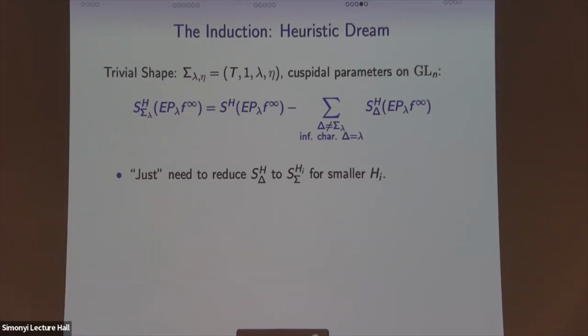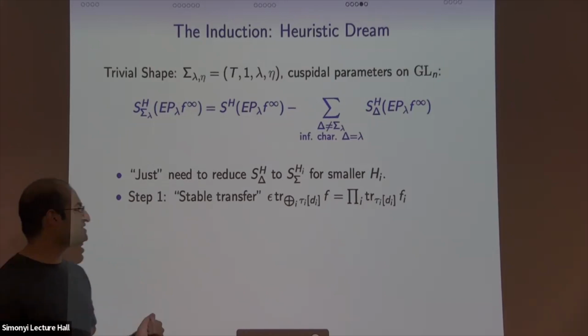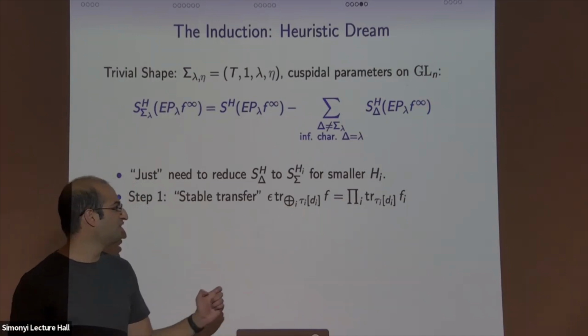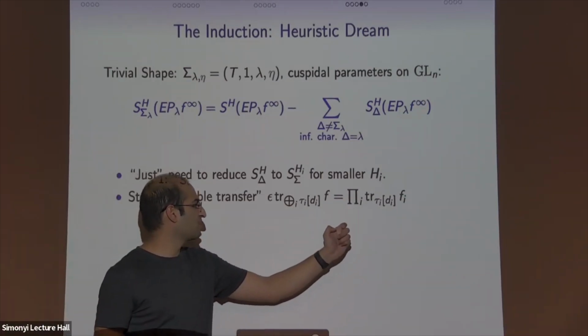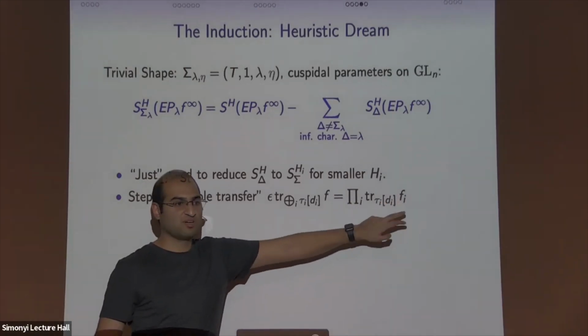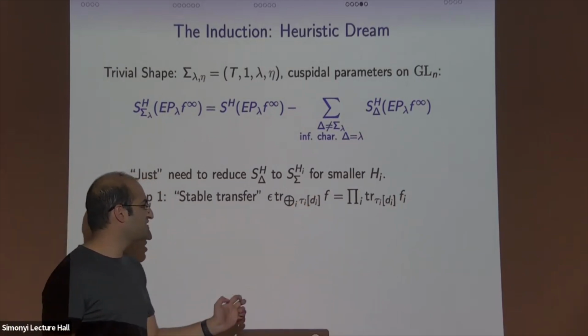So how do we do this reduction? Well, the reduction comes in two steps, and these two steps are dreams. They're very difficult. The first dream step is we need to be able to do something called stable transfer, where we look at the trace against something of the shape that's a sum of a lot of things. We need to write it as a product of a trace against each of the individual things with a specific function. So given an f, we need to be able to construct f_i like this.